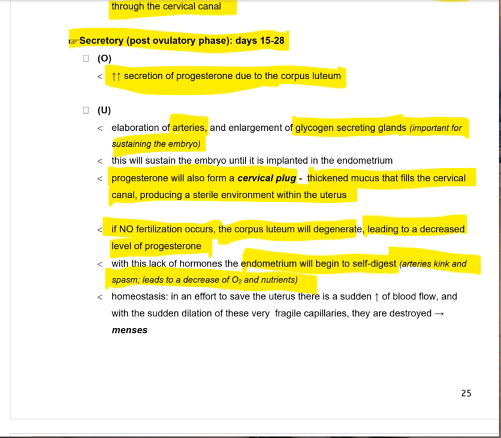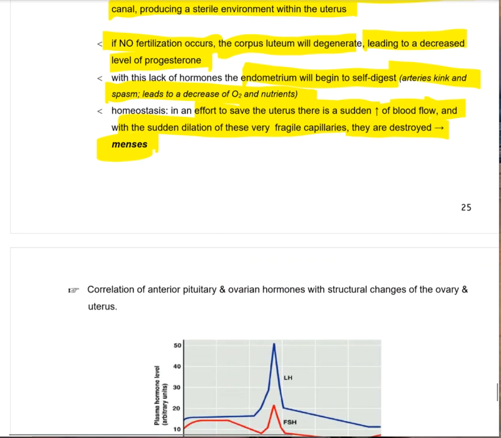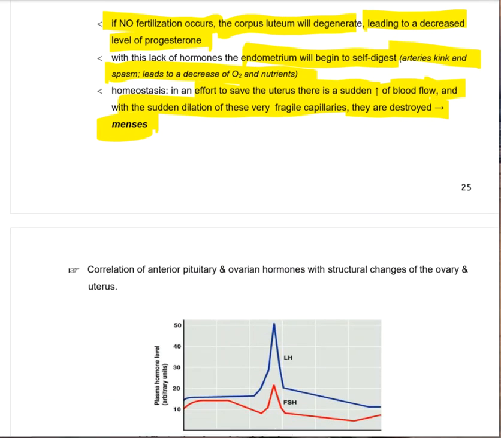Now, we don't want the entire uterus to get damaged, and so what happens is during this process, in an effort to save the uterine basal lining, there's this increase in blood flow, and we get a dilation of fragile capillaries, and they get destroyed. And this is part of the menstrual fluid that we see during menstruation. So that's where the tissue and the blood is going to kind of start to come out at that point.